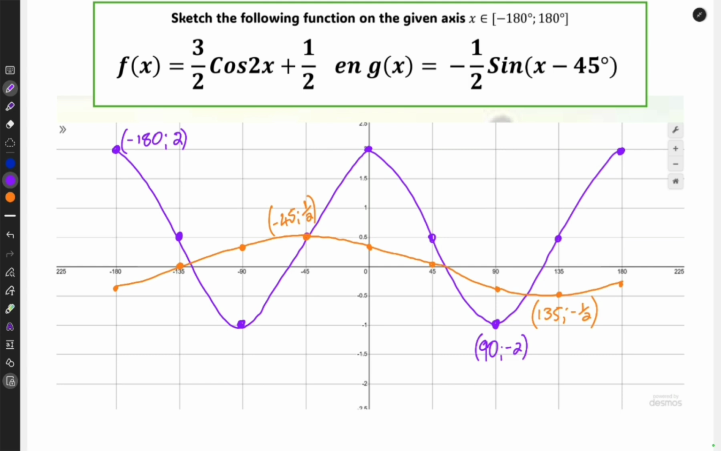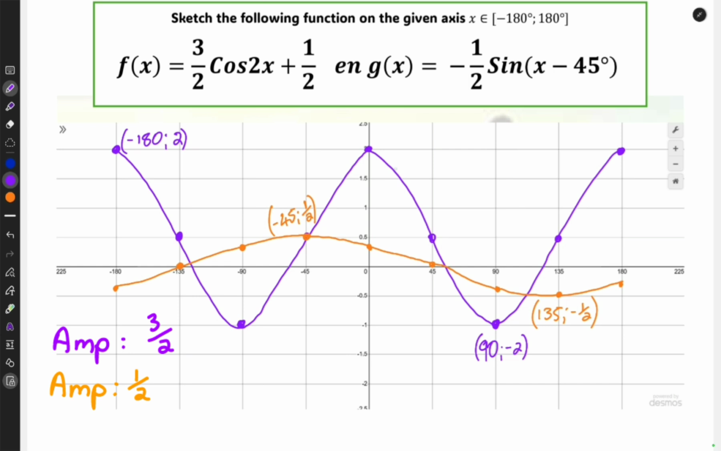So let's just go over a few extra questions. If they ask me, what is the amplitude of F? I would be able to say, the graph is a bit tricky, but I can just look at the 3/2 that's in front of cos. That would be my amplitude. The amplitude for G would be a half. Remember, amplitude can never be negative.